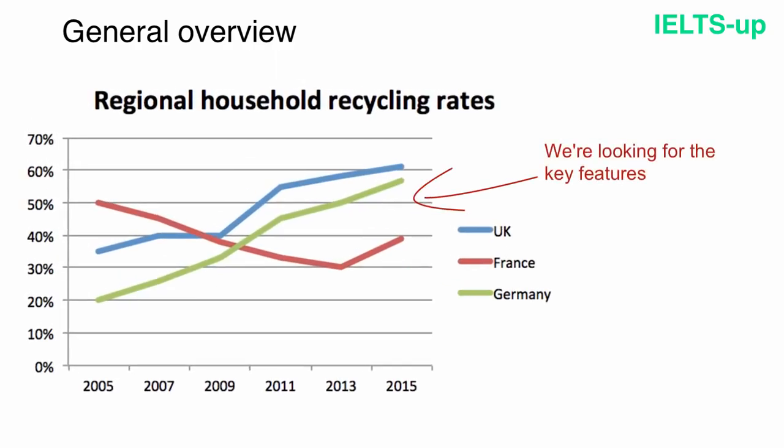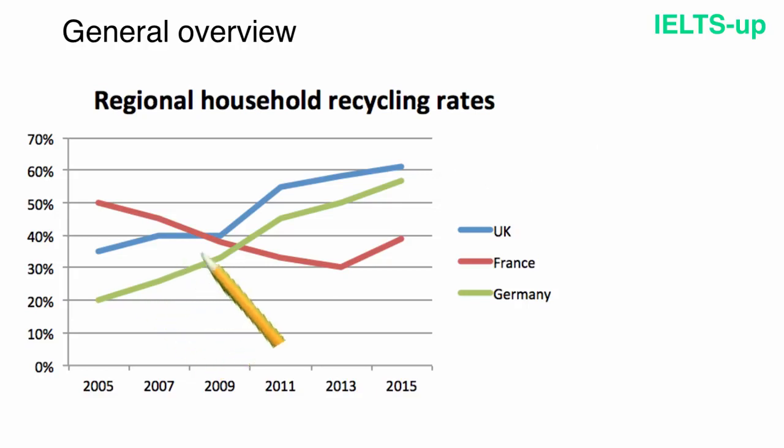So, let's take a look at the key features on our graph. It's easy to note that the UK and Germany's rates went up, while France's rates went down. So that's our two key features.